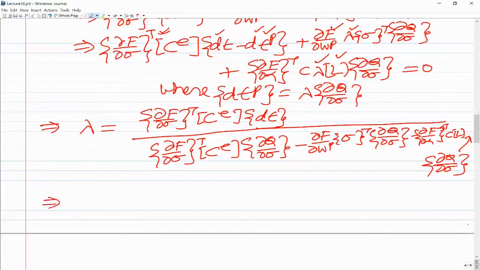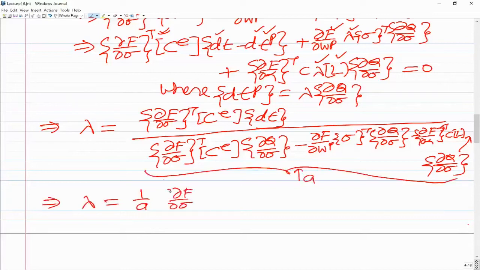Let us call whatever we have in the denominator here as A. Then you can say lambda is equal to 1 upon A times del f by del sigma transpose into Ce into d epsilon. The purpose here is that we want to write lambda in terms of the total strain increment d epsilon. D epsilon is the total strain increment which consists of elastic and plastic parts.